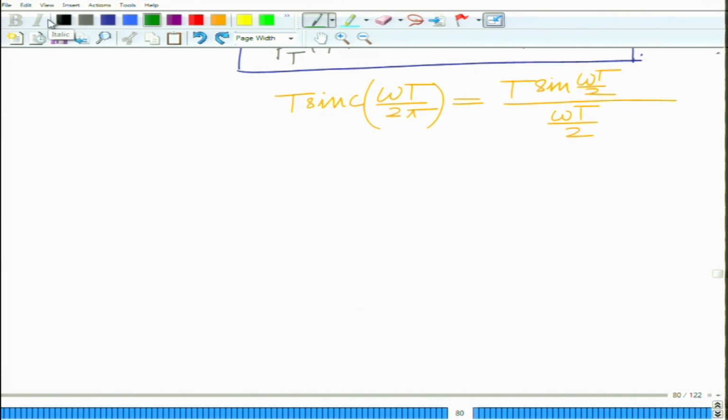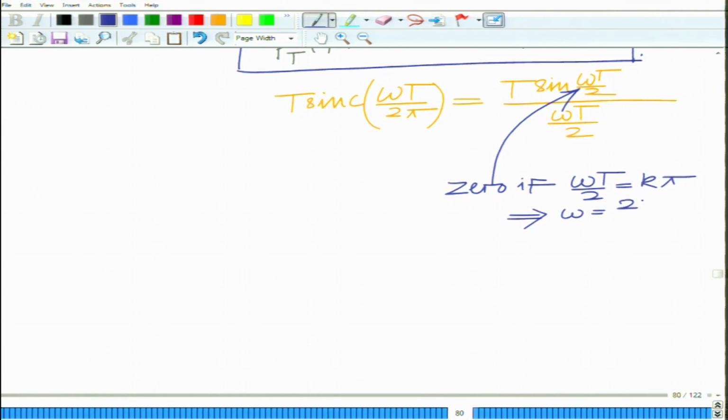Now this is 0 if the numerator is 0, if omega t over 2 equals k pi, which implies omega equals 2 k pi over t. So, this is 0 for omega equals, for instance, minus 2 pi by t, 0, 2 pi by t and so on, 4 pi by t and so on.